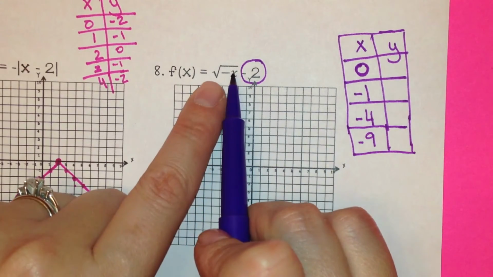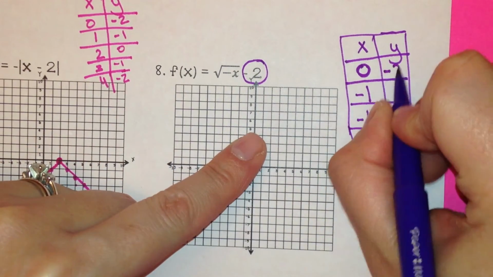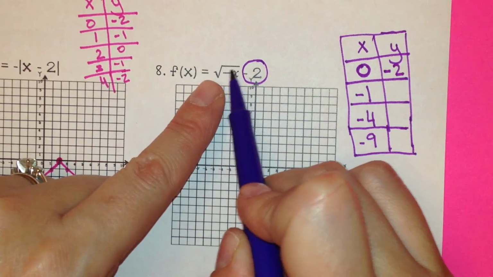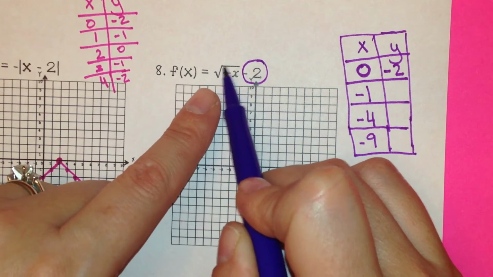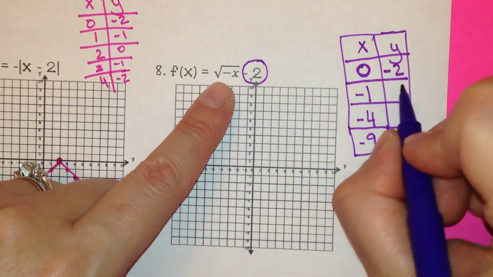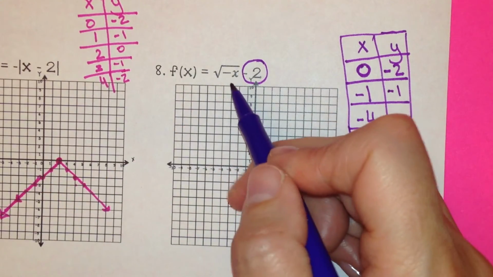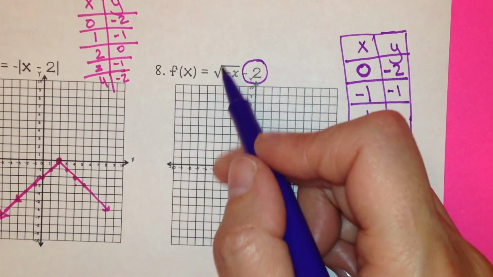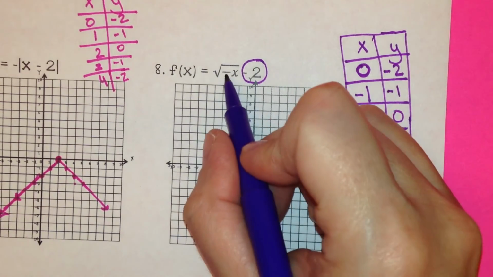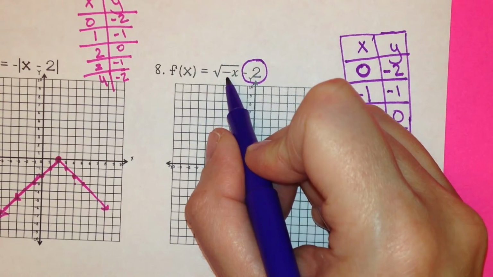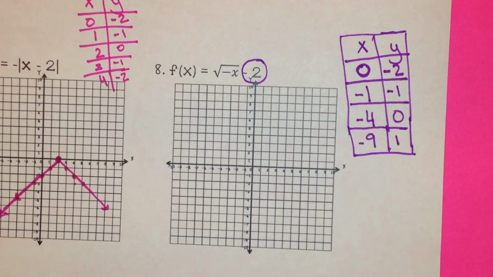All right, so plug in 0. Square root of 0 is 0, minus 2 gives me negative 2. Plug in negative 1. Negative, negative 1. Negative times negative 1 makes it positive 1. Square root of 1 is 1, and 1 minus 2 is negative 1. Plug in negative 4. Negative times negative 4 is positive 4. Square root of 4 is 2, and 2 minus 2 is 0. Plug in negative 9. Negative times negative 9 is positive 9. Square root of 9 is 3. 3 minus 2 is 1. So go ahead and graph this.